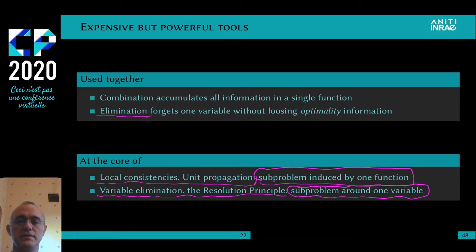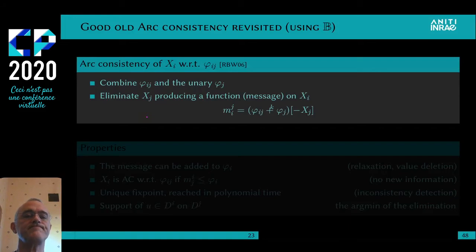produces implied information in the Boolean case. Let's see how it works.